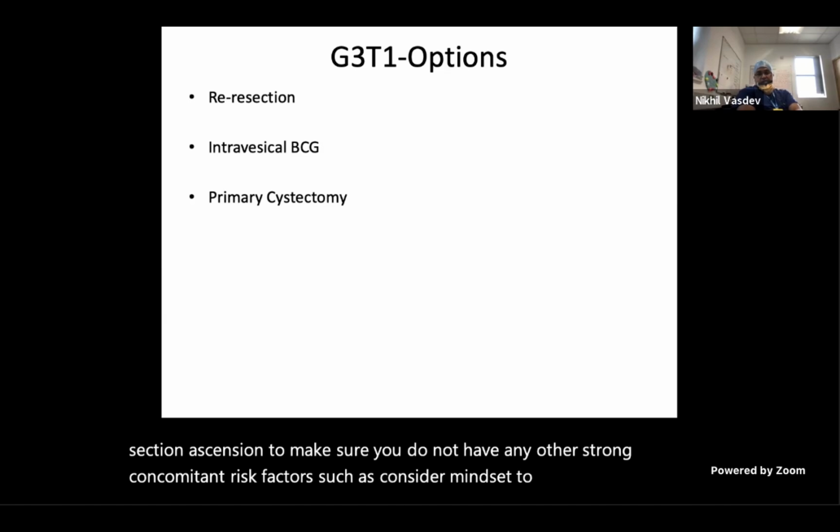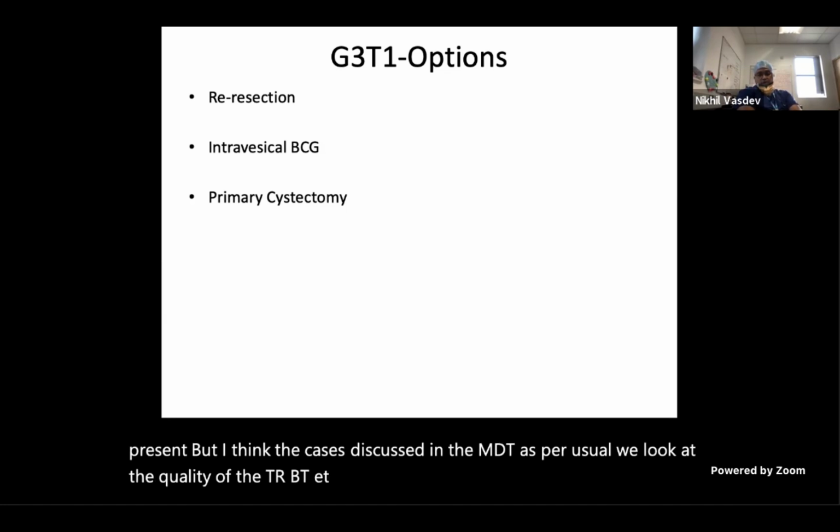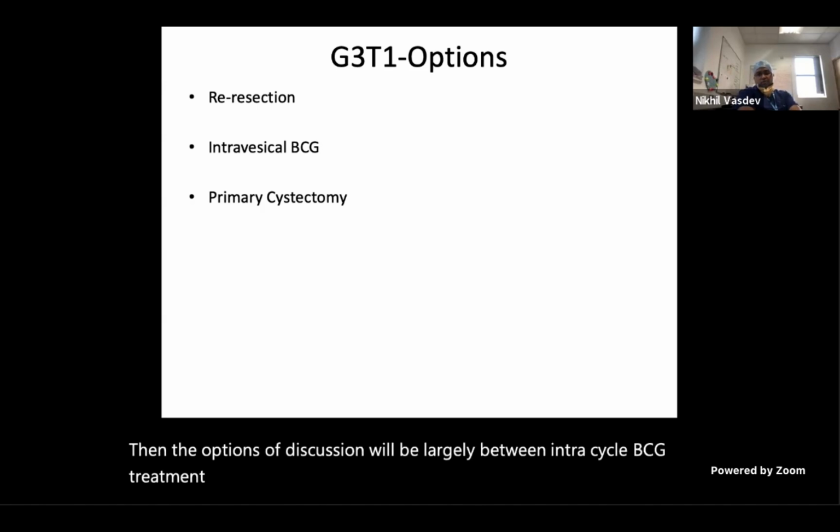But I think the case is discussed in the MDT as per usual. We look at the quality of the TURBT, etc. And then the options of discussion will be largely between intravesical BCG treatment or a clinical trial. We're just signing up for an interferon alpha 2B clinical trial, which has a similar cytokine release profile in the bladder.